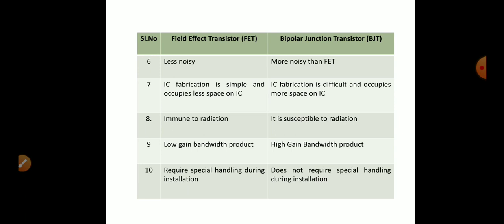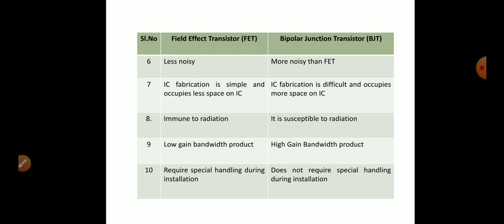Seventh comparison is FET IC fabrication is simple and occupies less space on IC. If we use FET for IC fabrication, its fabrication process is simple. And for fabricating the FET, we need less space on IC. But BJT fabrication process is difficult on IC and it occupies more space on IC. Next comparison is FET is immune to radiation. But BJT is more susceptible to radiation.